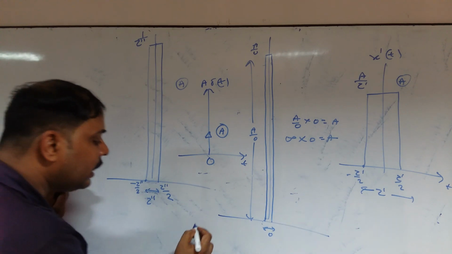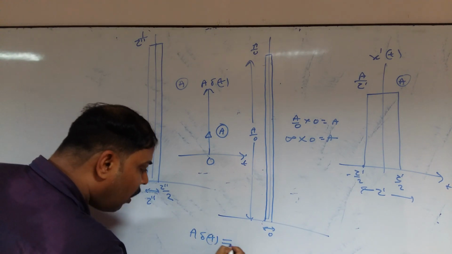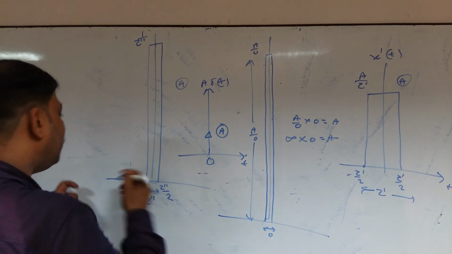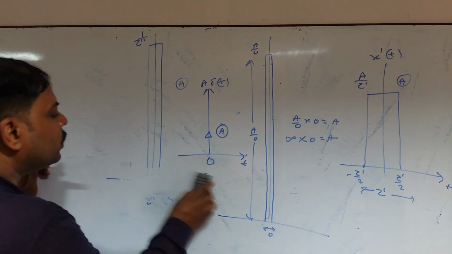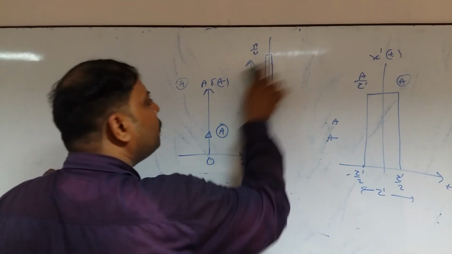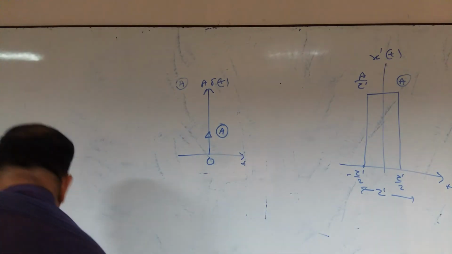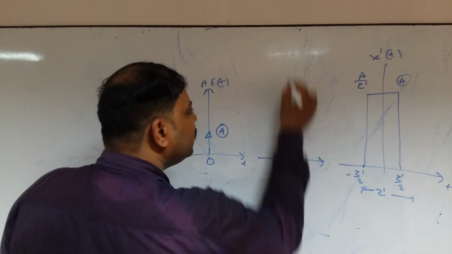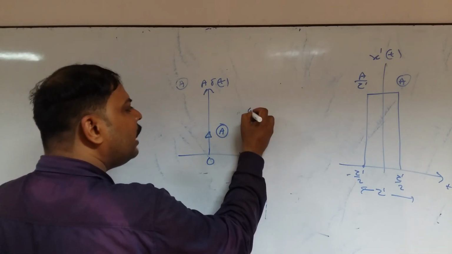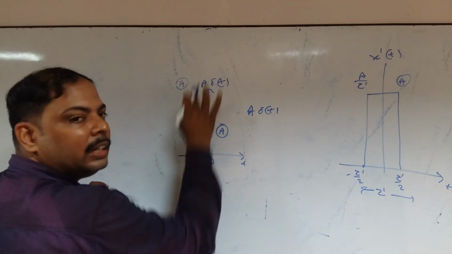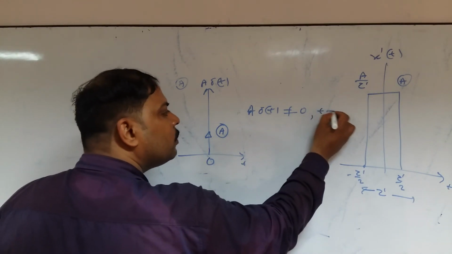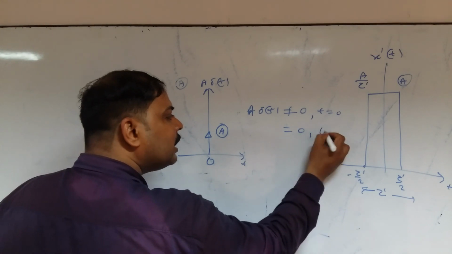So how to define A del t? I am defining it here so that it will be visible to you. This particular signal you can define in this way. See here, this is your impulse signal, and you can define this impulse in this manner: A del t is not equal to 0 for t equal to 0, and A del t is equal to 0 for t not equal to 0.